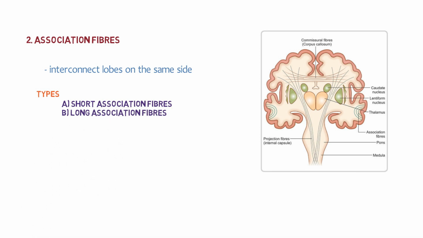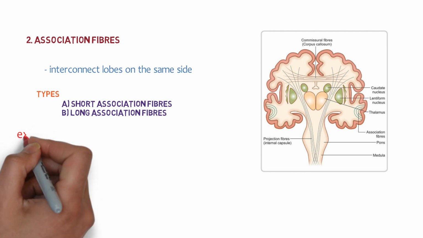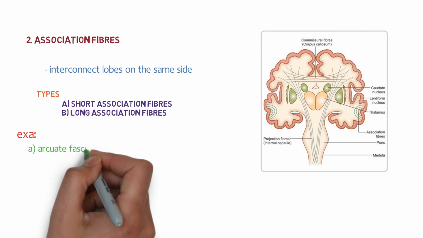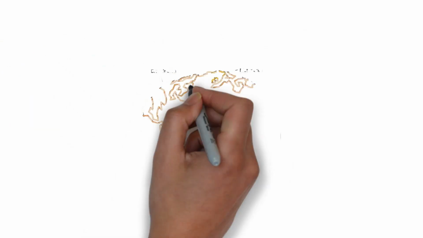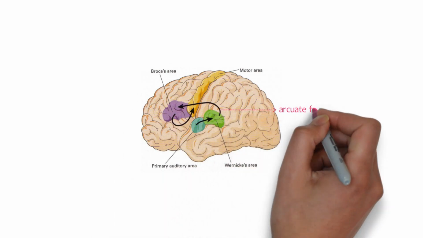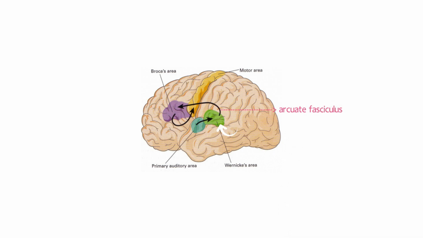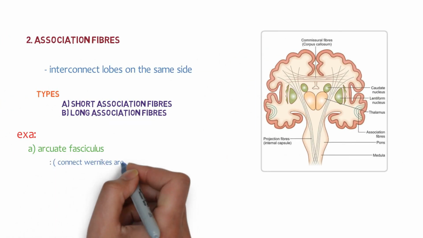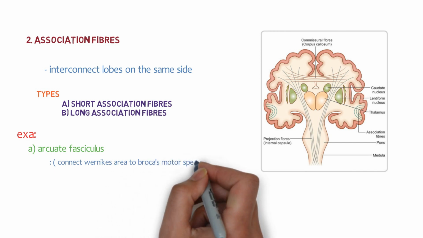Short association fibers connect adjacent gyri of the same hemisphere, while long association fibers connect distant areas of the same hemisphere. An example is the arcuate fasciculus. We already discussed this fiber in our previous lecture, that is in cerebrum. The arcuate fasciculus connects Wernicke's area with Broca's motor speech area. Look at this diagram. This is Wernicke's area while this is Broca's area. So this fiber connects Wernicke's area to Broca's area. So the arcuate fasciculus is an example of an association fiber which connects Wernicke's area to Broca's motor speech area.